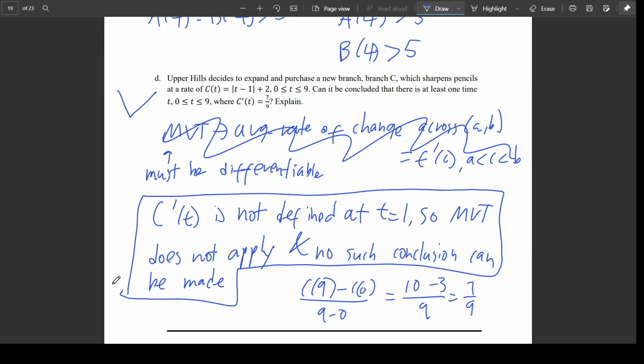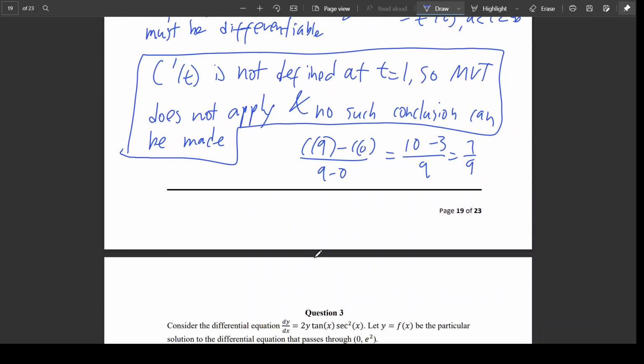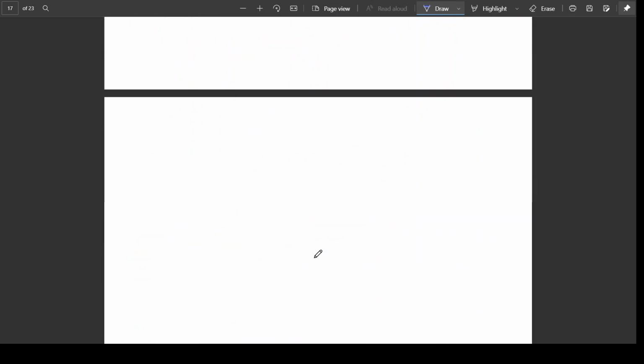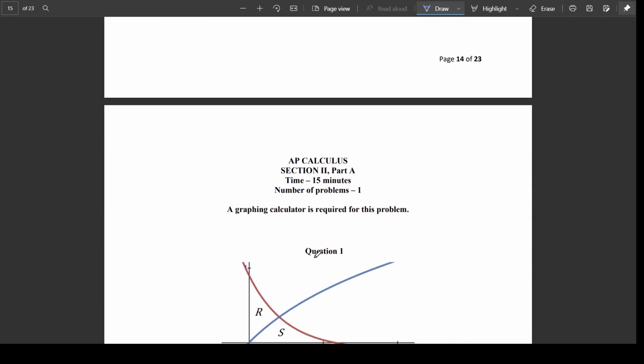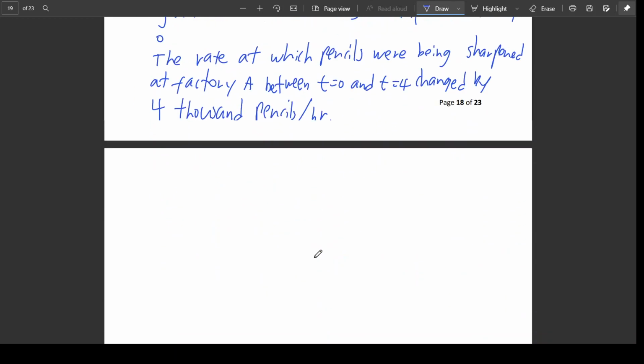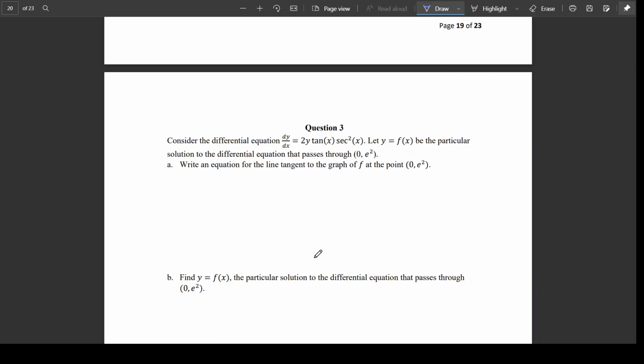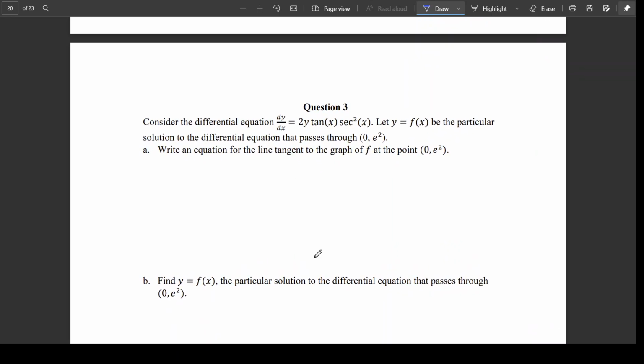And that was part D, and that ends question 1, right? So let's look at question 2, right? Because question 1 was this guy from the calculator section. So this is question 1, question 2. Now we're on question 3. Consider the differential equation dy/dx equals 2y tangent of x secant squared of x. Let y equals f of x be the particular solution to the differential equation that passes through the point (0, e squared).